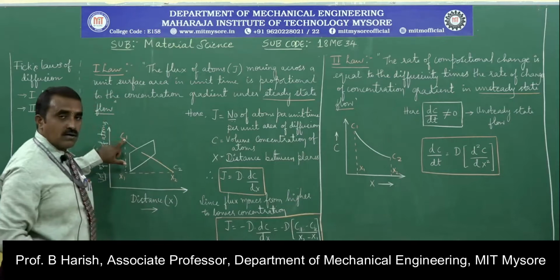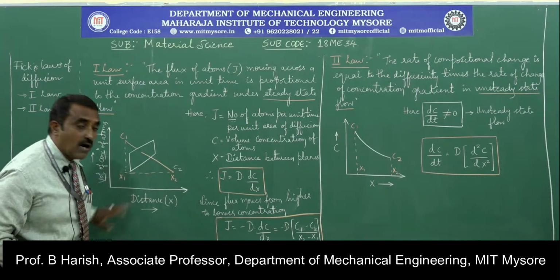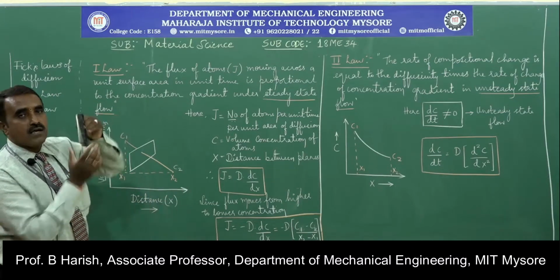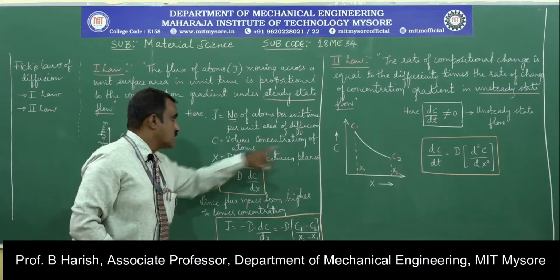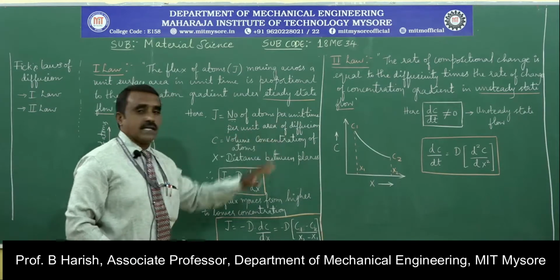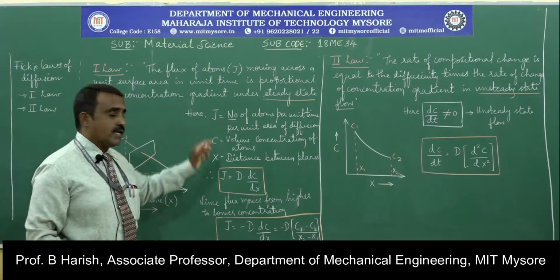So what is the concentration at this point, C1? What is the concentration at this point, C2, after it moves a distance of x? This is the distance, that is, the thickness of the material. So C is the volume concentration of atoms, and J is the number of atoms per unit time per unit area. That's what the definition says: unit cross-section area and unit time.